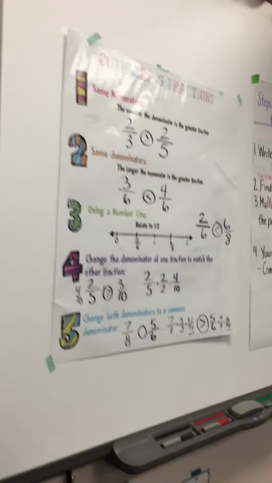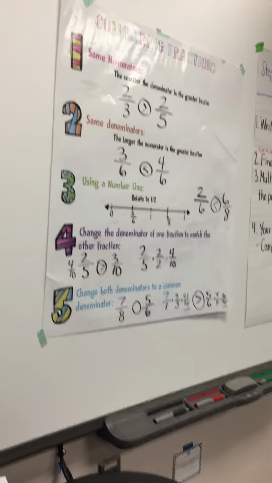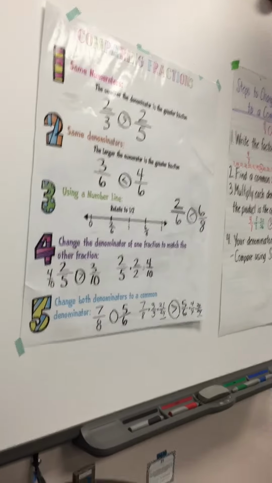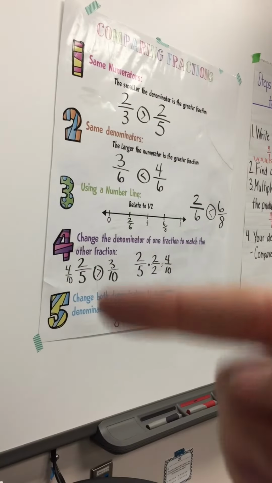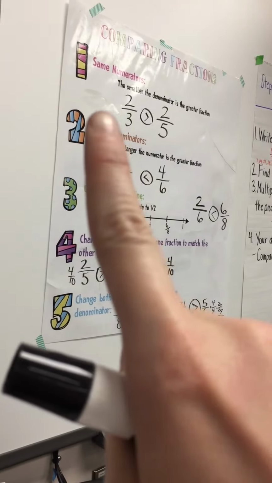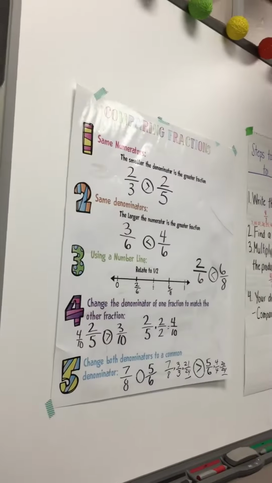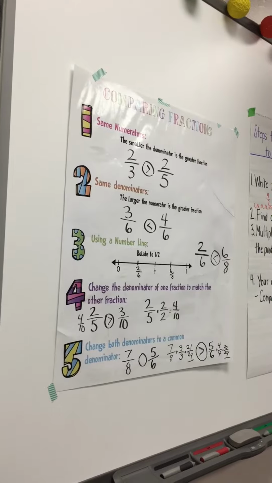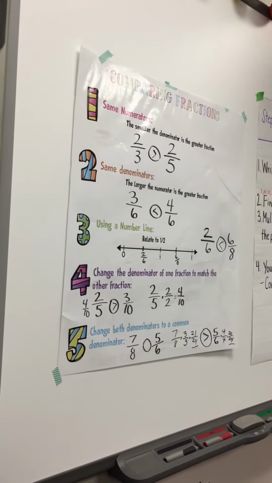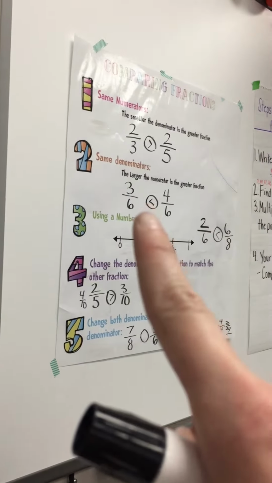So this is the anchor chart that we use. I'm sorry, my arm is shaky. And I tell them to go through all 5 steps. Number 1 is whenever you're comparing your fractions, you have to ask yourself, are the numerators the same? Okay. If they are not, then we're going to skip that. I can teach you that another time. Are the denominators the same? They are not, so we move on.